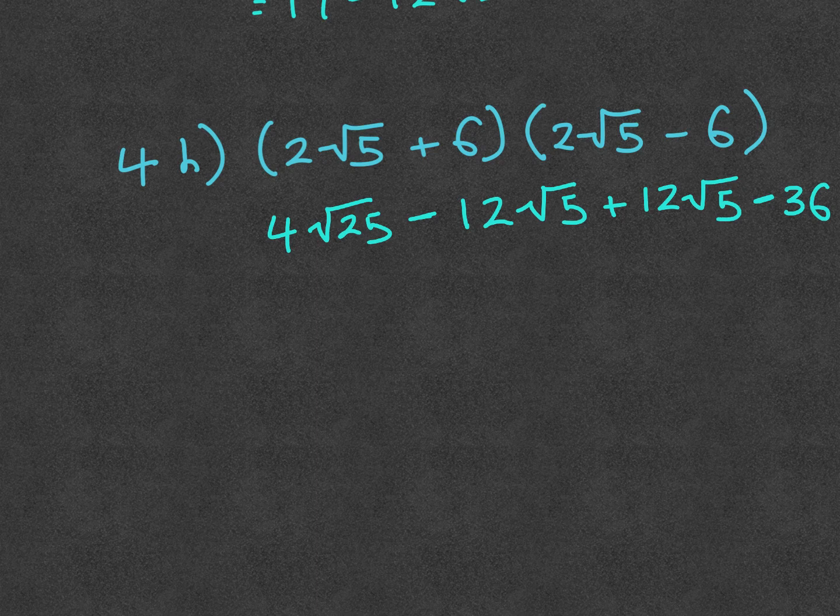Square root of 25 is a perfect square, so that simplifies to 5. So that leaves us with 4 multiplied by 5 is 20. Negative 12 root 5 plus 12 root 5, these again cancel each other out. And then we've got negative 36. So 20 take away 36 is going to give us negative 16 as our answer for that one.